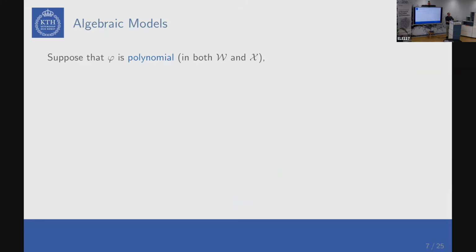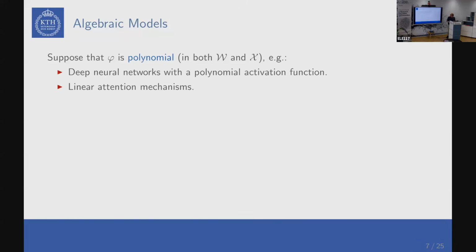Okay, but we want to do algebraic geometry. So now I'm going to assume that the given machine learning model is polynomial in both the input and the parameters. For example, the two main examples of this setting are deep neural networks with a polynomial activation function. So if the activation function is any polynomial, then the whole network from input to output is a polynomial, both in the input and the parameters.